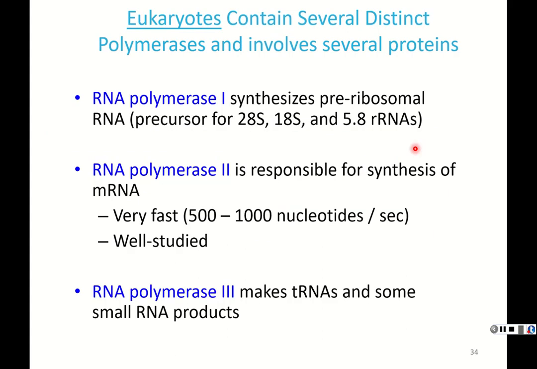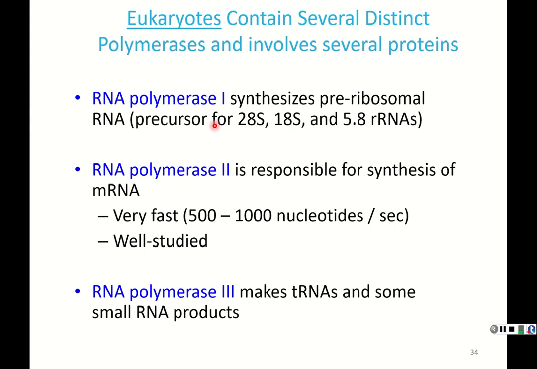Right. Eukaryotes contain several distinct polymerases, and they involve several proteins. RNA polymerase 1, RNA polymerase 2, and RNA polymerase 3. Okay, so RNA polymerase 1 synthesizes pre-ribosomal RNA, and those will be for these 28S and 18S ribosomal RNAs. We'll talk about those in the next lecture when we talk about translation.